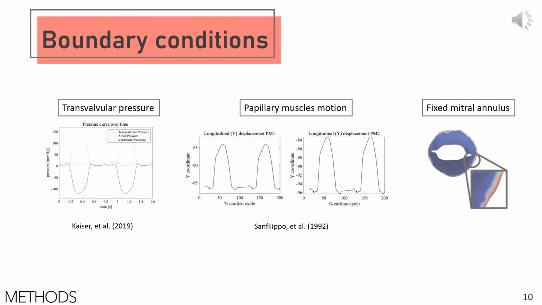As for the boundary conditions, we will apply a transvalvular pressure from one side of the valve, accounting for both the atrial and ventricular pressures at all times. Furthermore, the papillary muscle motions throughout the cycle will be accounted for, and the annulus particles will be fixed to keep the valve in place.